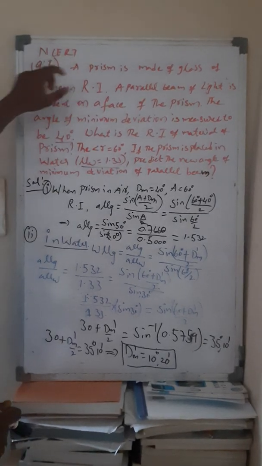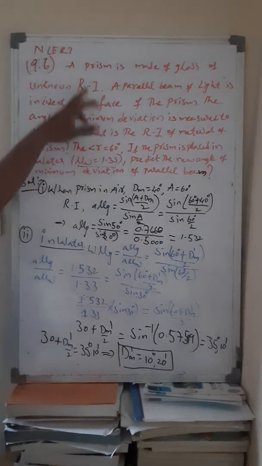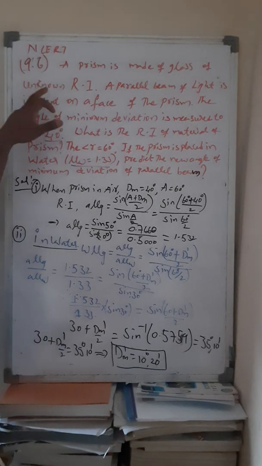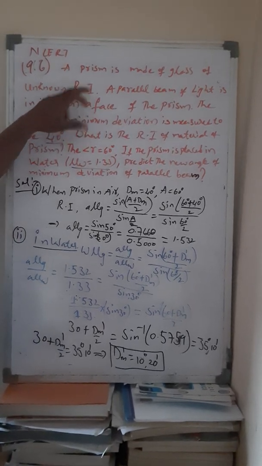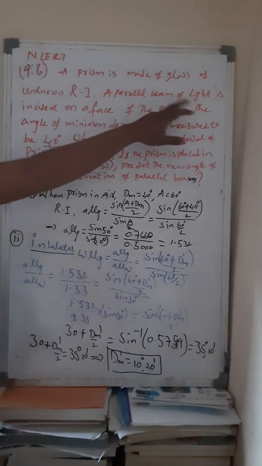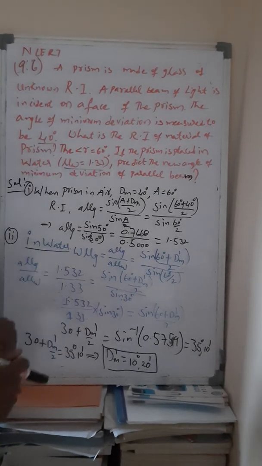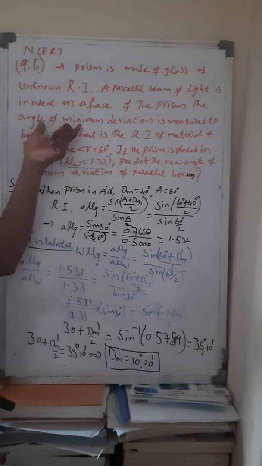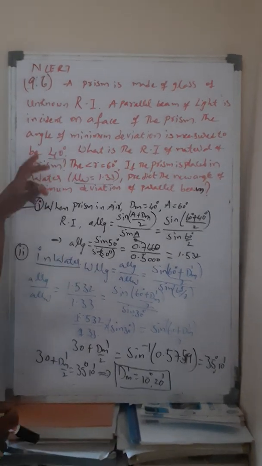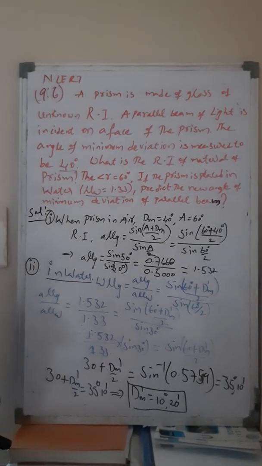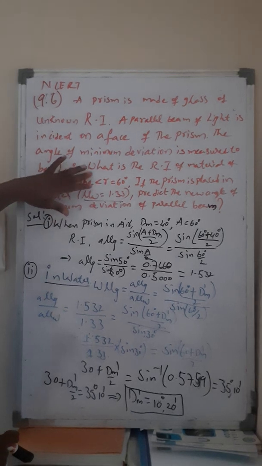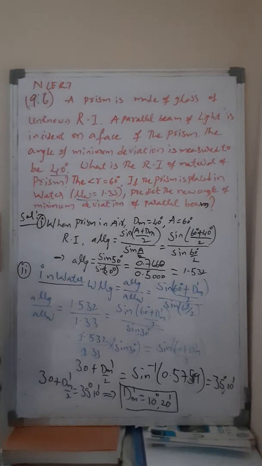NCERT 9.6 from Ray Optics. A prism is made of glass of unknown refractive index. A parallel beam of light is incident on a face of the prism. The angle of minimum deviation is measured to be 40 degrees. What is the refractive index of the material of the prism?